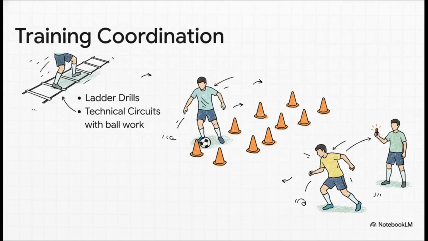And how do you train that? Well, you've definitely seen it. It's the fast feet drills through the agility ladders. It's those complicated circuits where they have to dribble and pass. It's reaction drills where they have to make a decision in a split second. Every single one is designed to sharpen that link between brain and body.